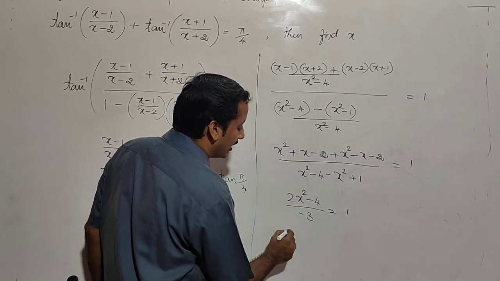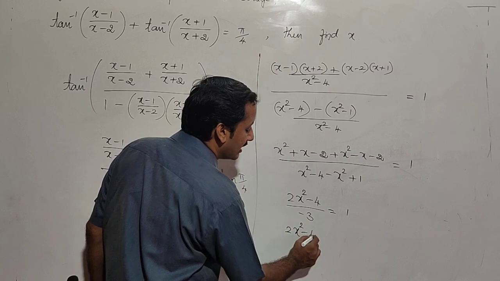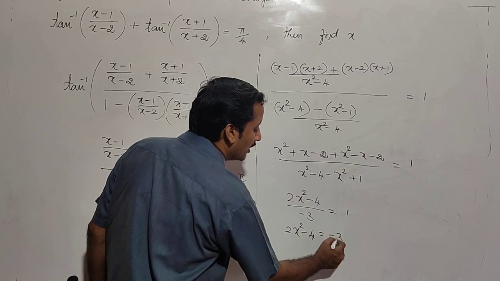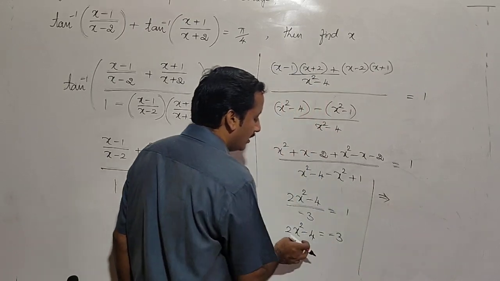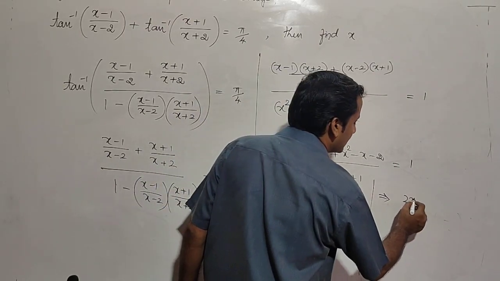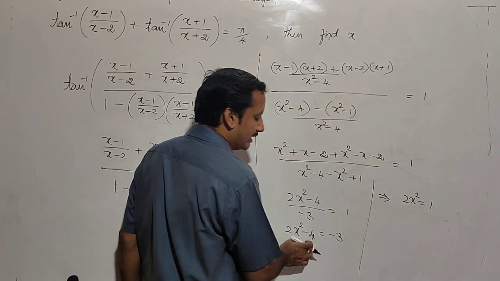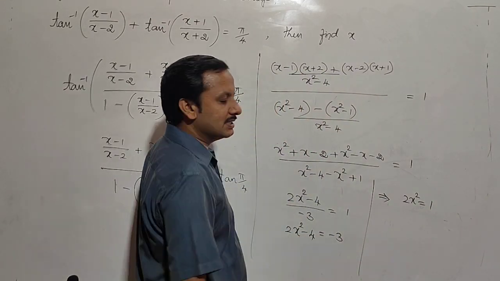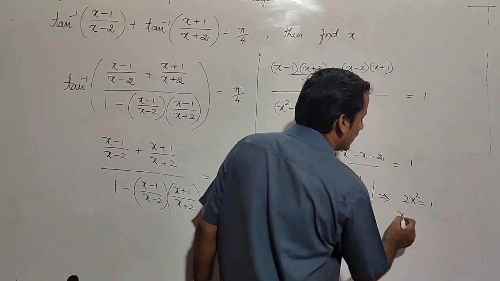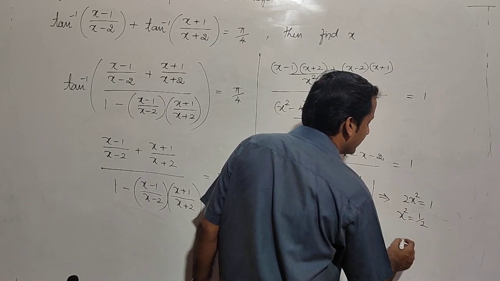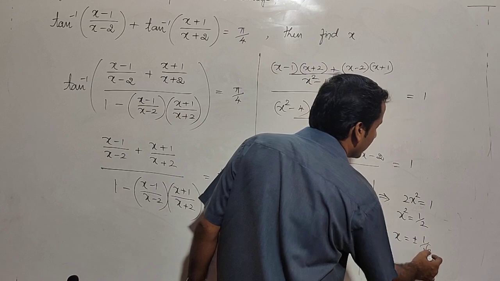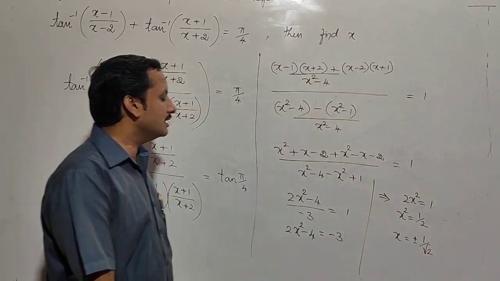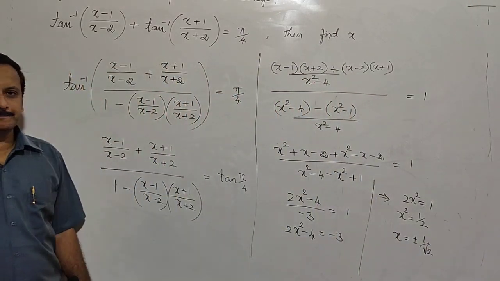Take this minus 3 to RHS, we get 2x square minus 4 is equal to minus 3, and that will imply 2x square is equal to 1. Take this minus 4 to RHS, 4 minus 3, we get 1. So x square is equal to 1 by 2, x is equal to plus or minus 1 by root 2. This is the value of x.